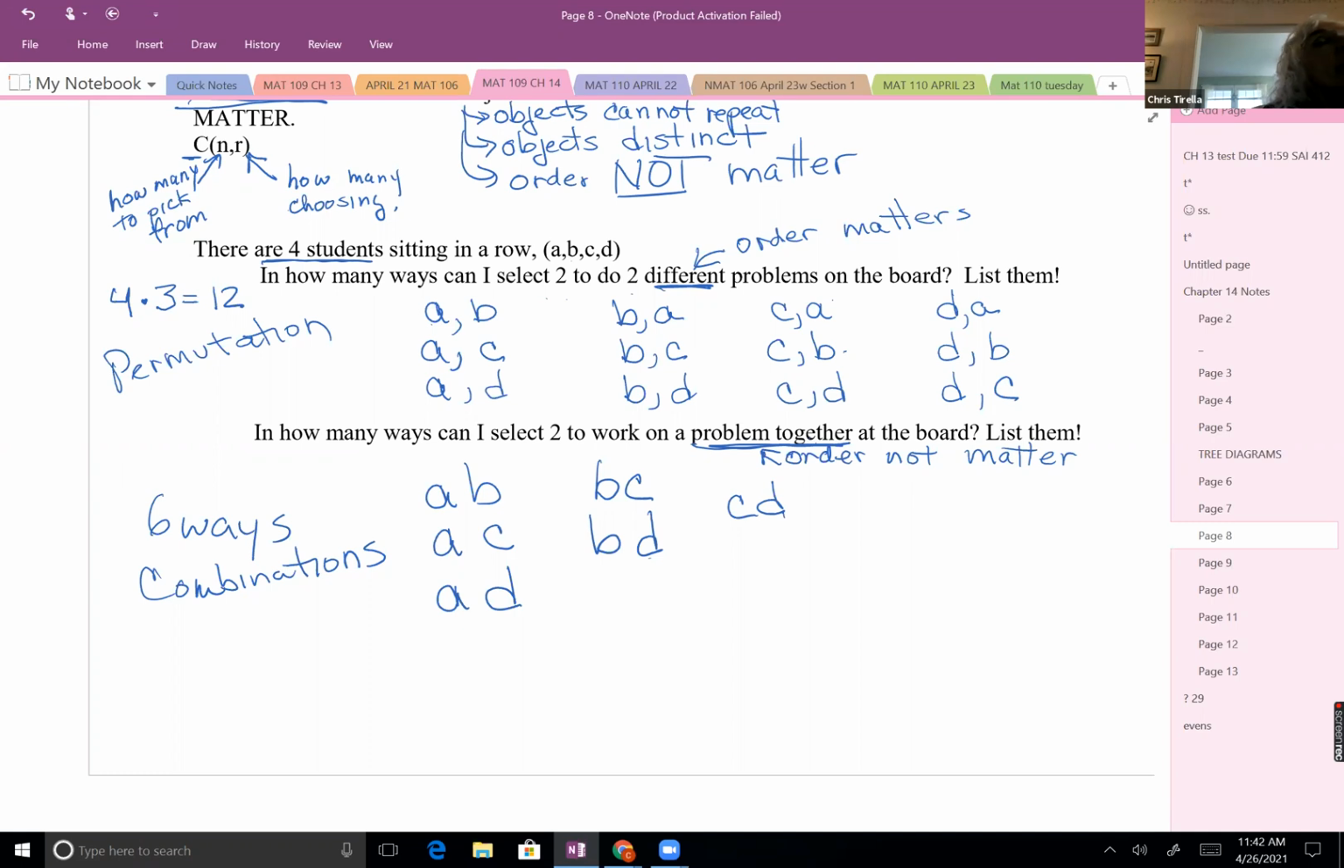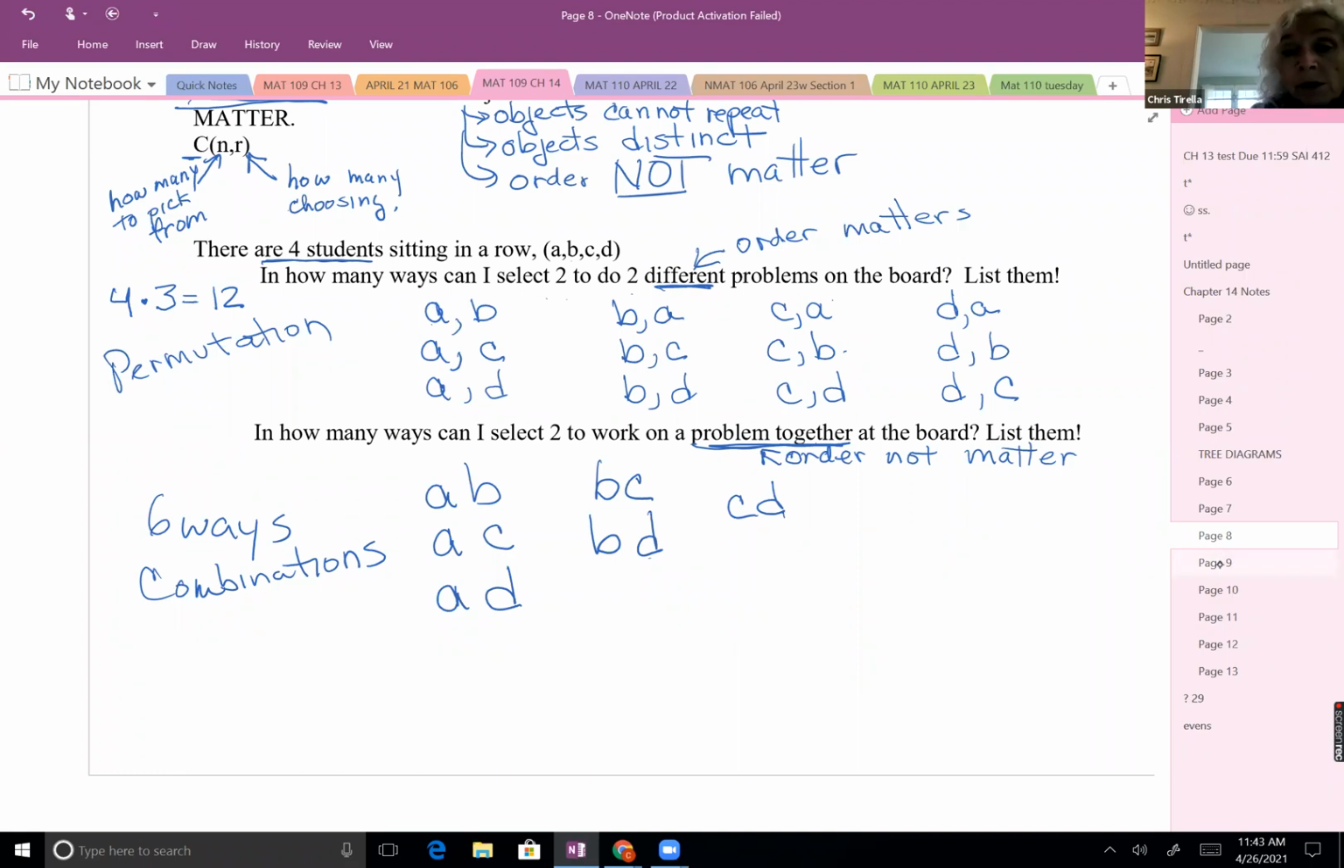So remember that if I'm picking the same number from the same group, combinations should be smaller than permutations. So let's go through and look at formulas that can be used to help us figure these out. Is everybody all right if I turn the page? Yes.